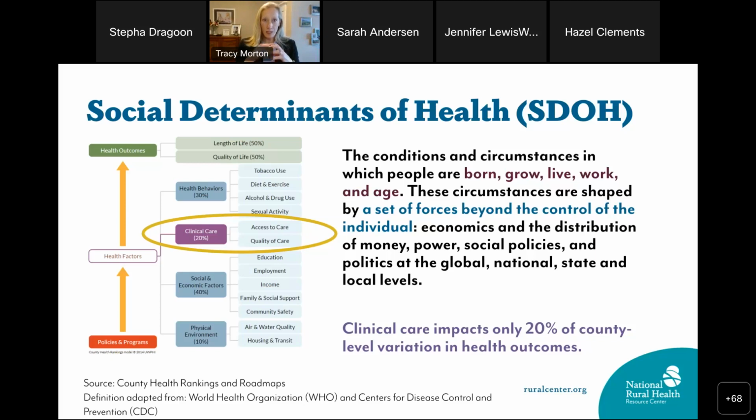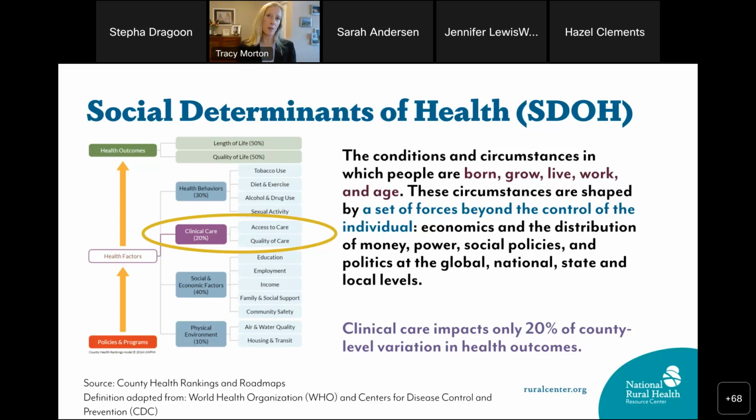And in those things, you can see circled there clinical care. We can say that clinical care, things that we do about insurance, access to care, the quality of care provided, preventable stays, that clinical care aspect only contributes to 20% of our ultimate health outcomes. There's a whole host of other factors that happen. So the things that we really truly can control within our clinic and hospital walls impact 20% of the health and length of life of an individual.